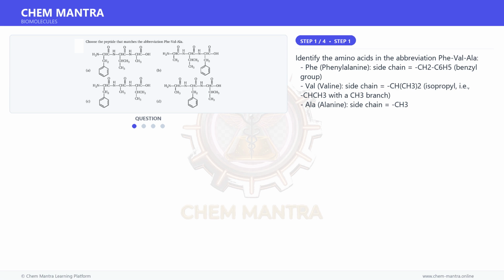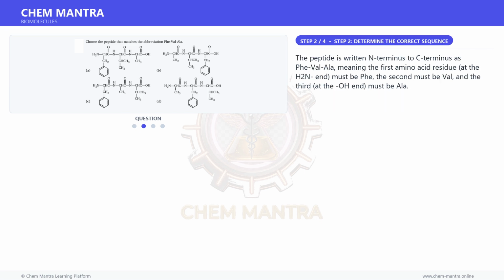Phenylalanine side chain is equal to CH2-C6H5, benzyl group. Valine side chain is equal to CH3, 2 isopropyl, CHCH3 with a CH3 branch. Alanine side chain is equal to CH3. Moving on to the next step.